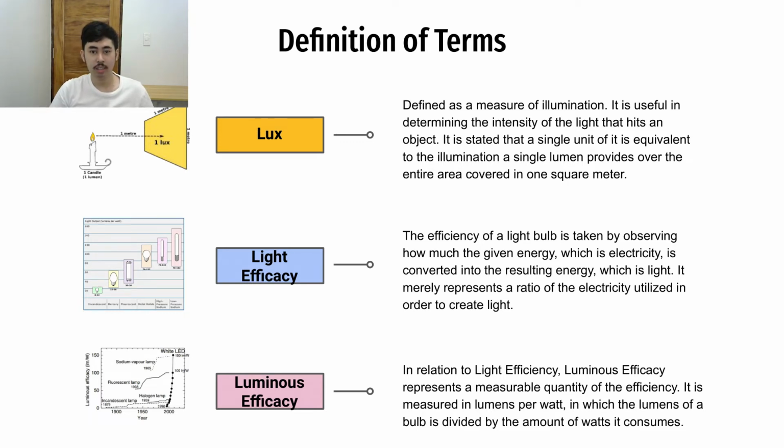Luminous efficacy. In relation to light efficiency, luminous efficacy represents a measurable quantity of the efficiency. It is measured in lumens per watt, in which the lumens of the bulb is divided by the amount of watts that it consumes.